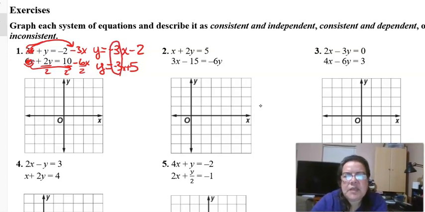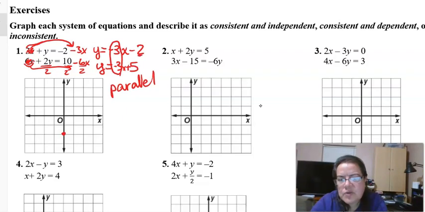Do you all notice something here? In this case, I see that they have the exact same slope, so these two lines are parallel. Now, knowing that, let me just graph them real quick. One goes through negative 2. This is your y-intercept, so negative 2. One crosses at 5, so it's 1, 2, 3, 4, way up here.